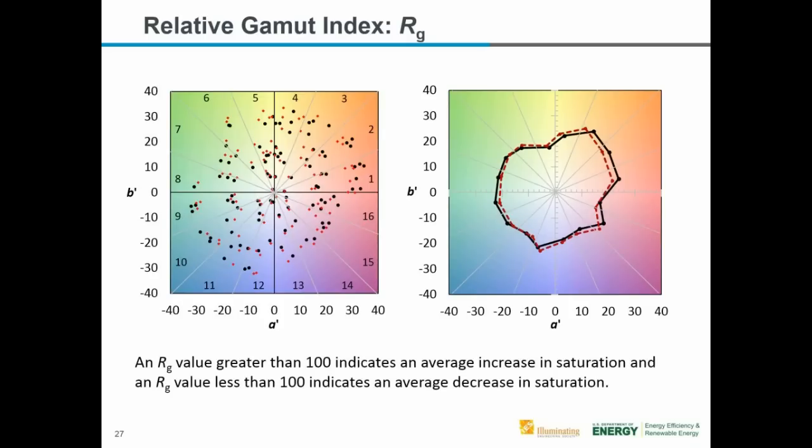And as indicated on this slide, an RG value greater than 100 indicates an average increase in saturation, whereas a value less than 100 indicates an average decrease in saturation. Note the use of the word average. As the plot on the right shows, some colors may actually increase in saturation while others decrease, which is why it's also prudent to refer to one of the graphics, which we'll come to in just a couple slides.